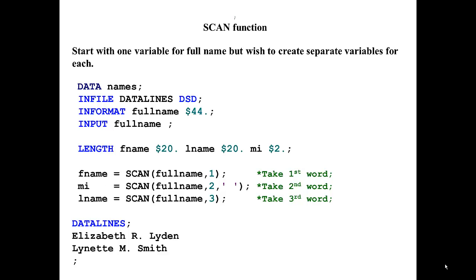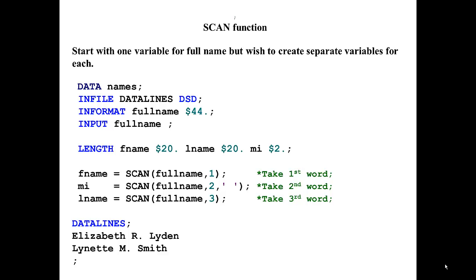So here let's look at an example of the SCAN function. We're going to start with one variable for a full name, but wish to create separate variables for each. So here we have data names, and we have two names that we're reading in, my name and one of my colleagues' names. And so notice here that we're going to separate the full name into individual parts of the name: fname, MI, and lname. So in the first example, we do a SCAN of fullname looking for the first word. And by default, blanks are used as the delimiter.